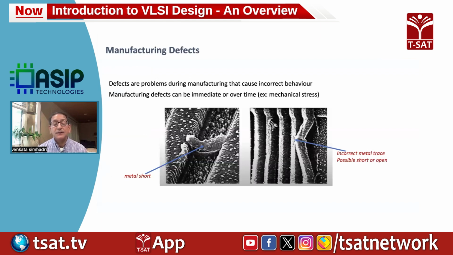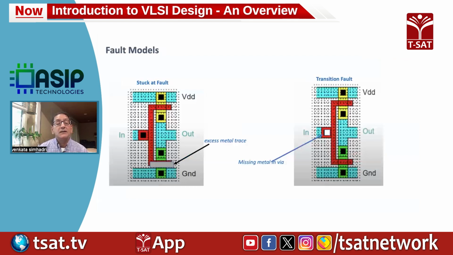Here, it gives you an idea about the manufacturing defects. Let's say there are two metal lines running parallel to each other. If there is a short between them, it can create a problem, and you may have to throw away the chip. Similarly, during the process, it may create a break in the metal line, and that can be an open. So how do we handle these things while testing it?